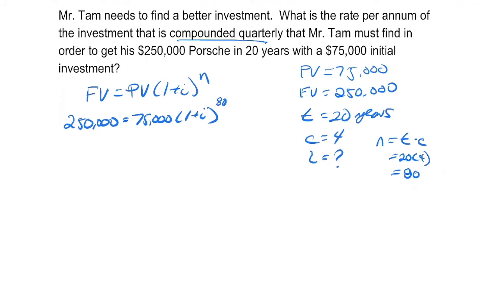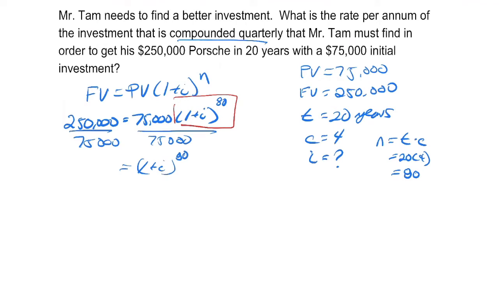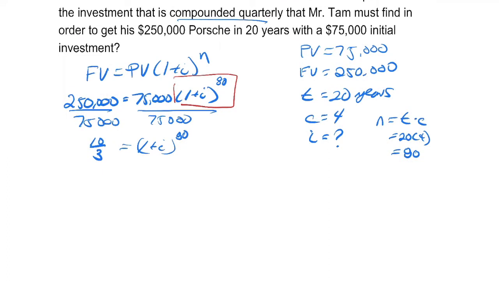So here we need to isolate for our power first, because our unknown is inside our power. So let's isolate our power by dividing by 75,000 on both sides. So we're going to get 1 plus i to the power of 80 on the right. 250,000 over 75,000, well, top and bottom are divisible by 25,000. So this is going to simplify to 10 over 3. And now, in order to isolate for the base, we need to take, in this case, not a square root, but since our exponent is 80, we need to take the 80th root.